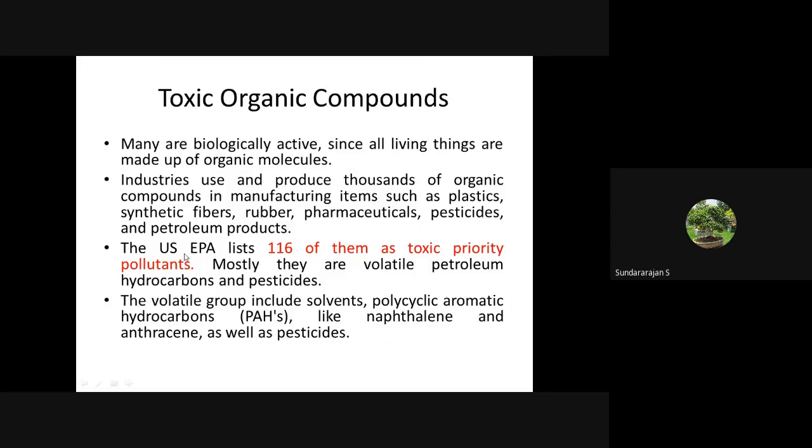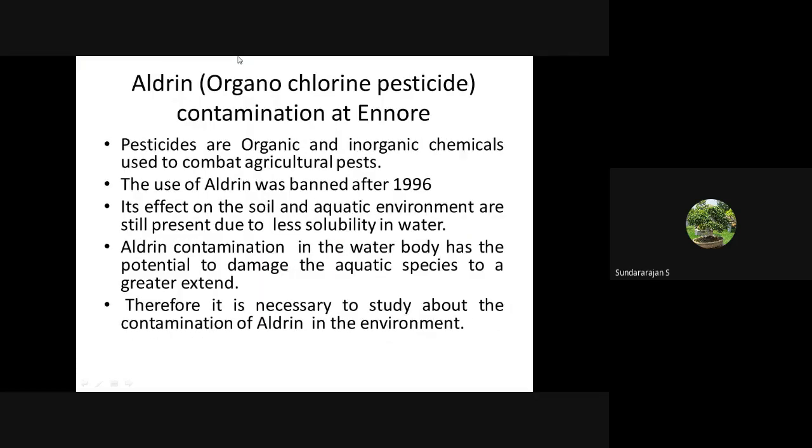The US EPA has listed 116 of them as toxic priority pollutants, persistent organic pollutants. Mostly they are volatile petroleum hydrocarbons and pesticides. The volatile group includes solvents, paint and other paint chips. The polycyclic aromatic hydrocarbons like naphthalene and anthracene are also included. Here we have done one study on the alkene compound.